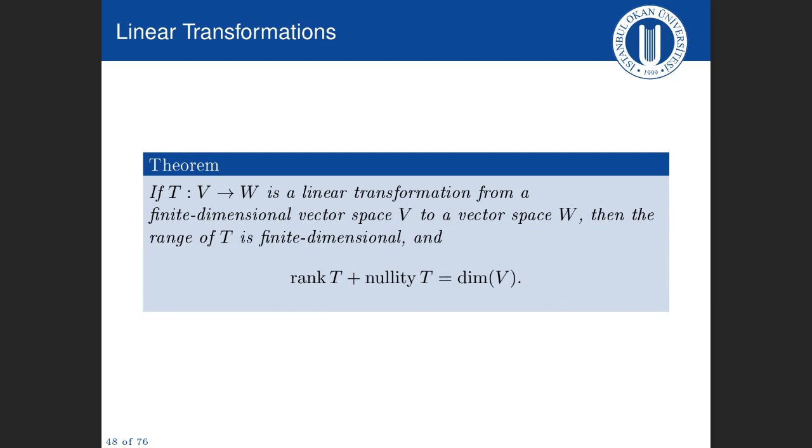So it's almost the same equation that we had before when we were looking at matrices. Same idea. Rank plus nullity is always equal to a number. For matrices, it was equal to the number of columns. For linear transformations, it's equal to the dimension of the domain.